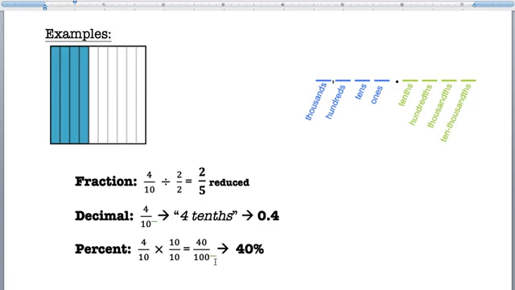Another way you could have done this was just to move that decimal point over 2 spots because there's 2 zeros or place values in 100. So whatever method works best for you. Okay, and we're going to go over some other methods as well in case you have trouble with these methods.